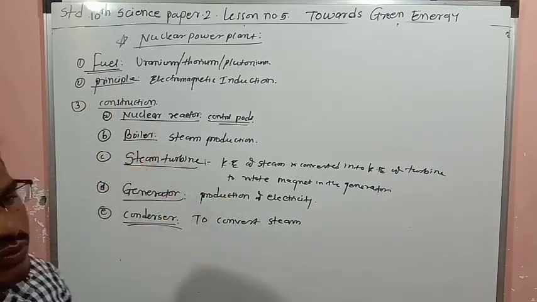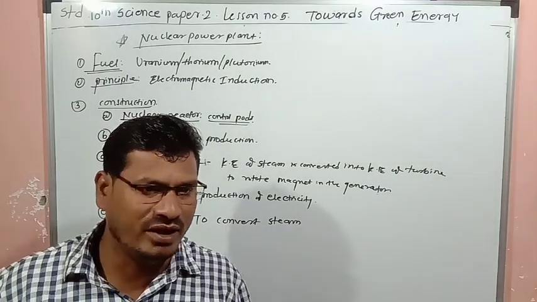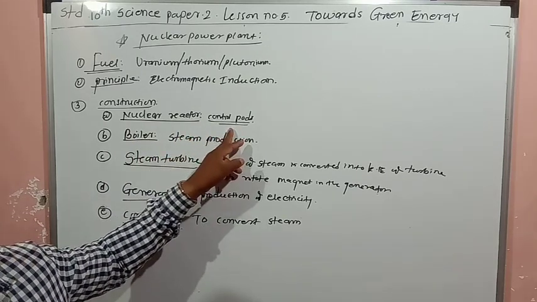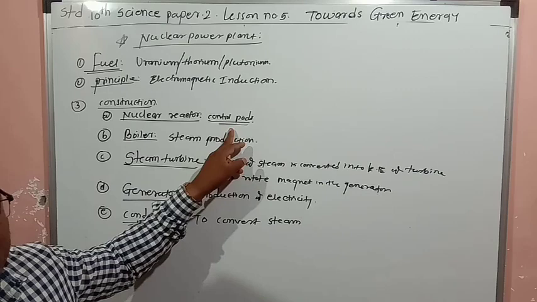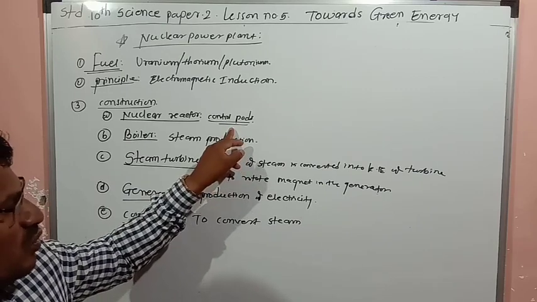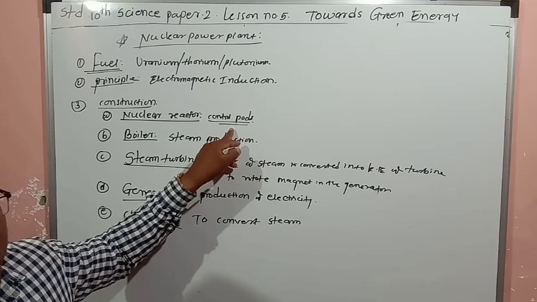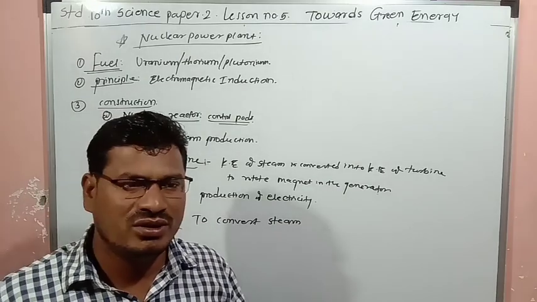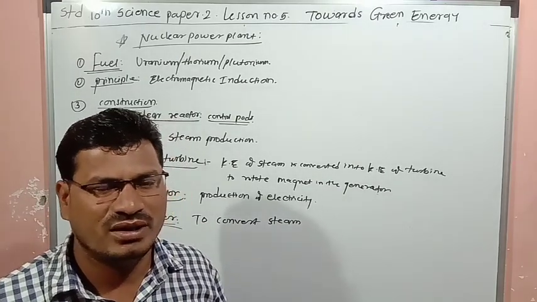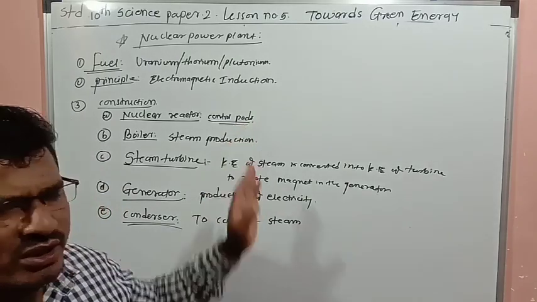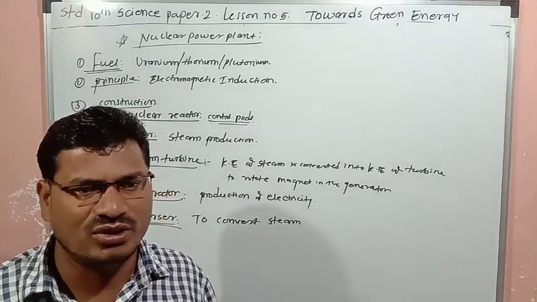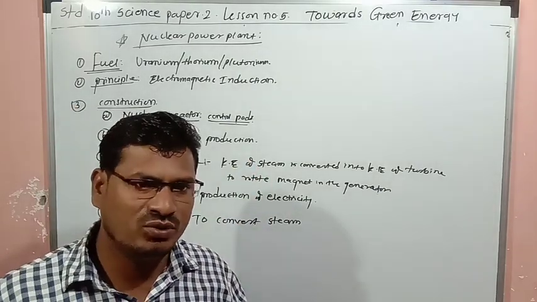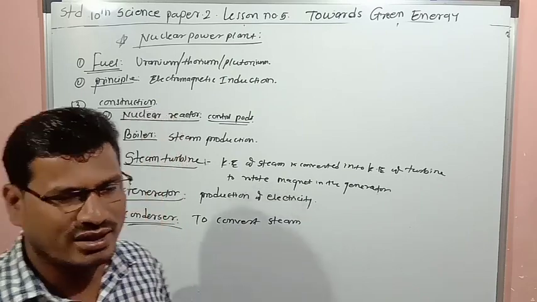Now the construction. Which parts are there in the nuclear power plant? In that, a nuclear reactor is there, and control rods are used. In the nuclear reactor, a nuclear fission reaction is carried out, in which a neutron is bombarded on uranium 235, and you get krypton and barium, and 3 neutrons are produced. I am going to show that in the nuclear reaction.